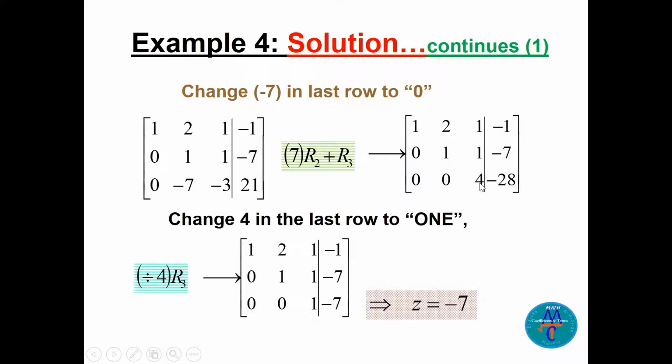Now we can continue. Here we need 1, see? So you divide by 4, divide by 4. So this is 0, 0, 1, minus 7. I found z now.